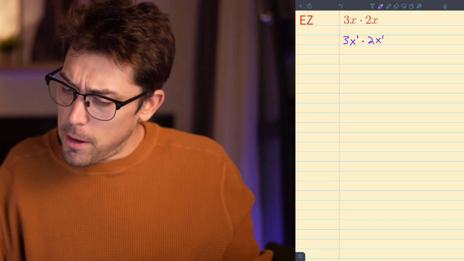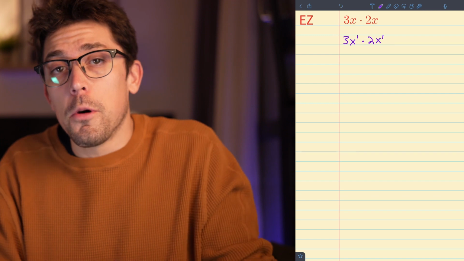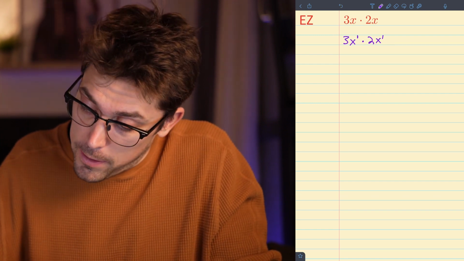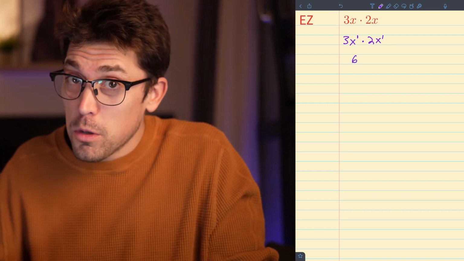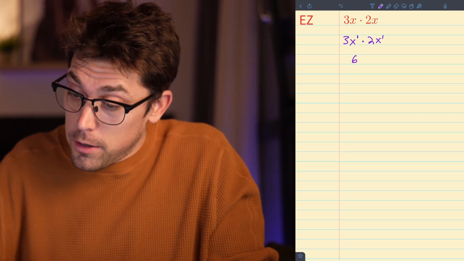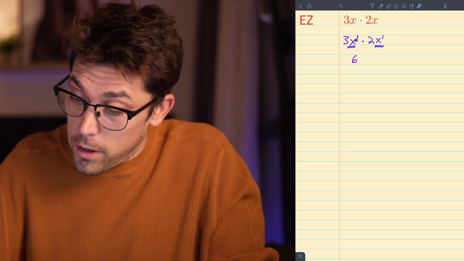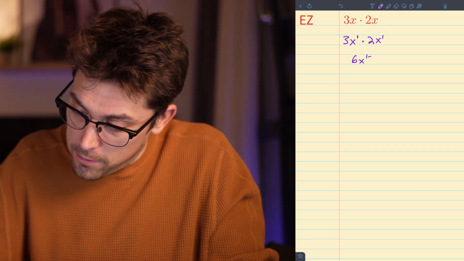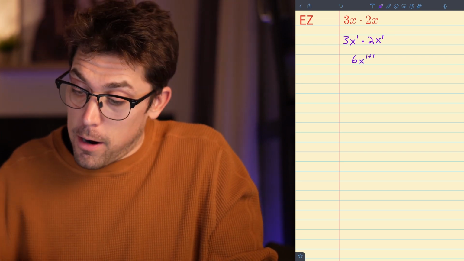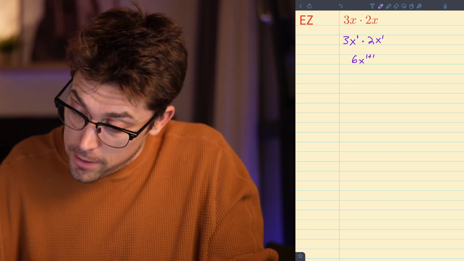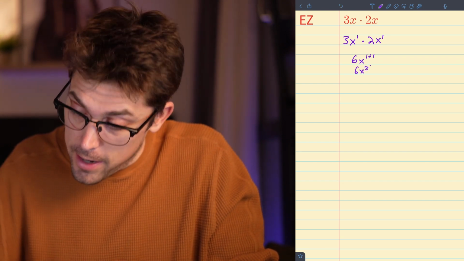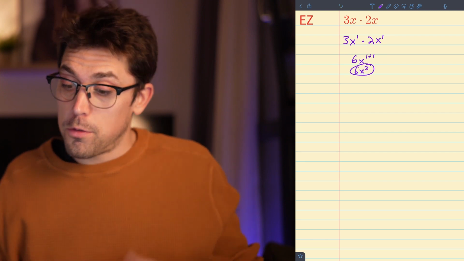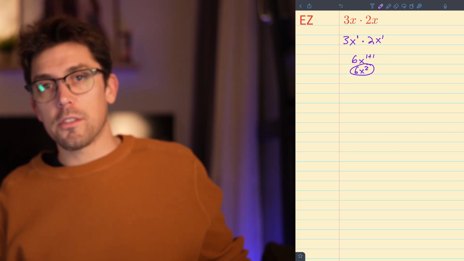Okay, so let's think about this. Coefficients always get multiplied together, so 3 times 2 would just be 6. And now I have x to the 1 and x to the 1. So x is going to be my base, and then the 1's are going to be my exponents. So I can rewrite that as x, and I have 6x to the power of 1 plus 1, the sum, that's going to be 6x squared, and that is my final answer. So 3x times 2x is 6x squared.